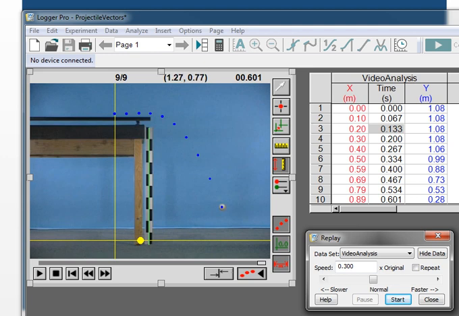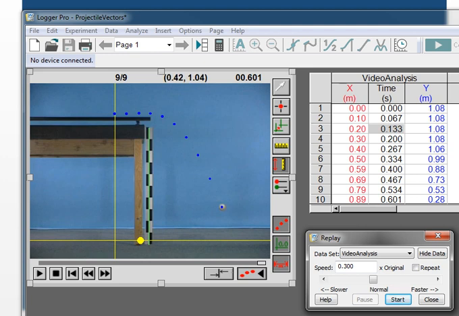So, for example, at time 0, it hadn't moved at all along the x-axis, and it is 1.08 meters off the floor. At the next frame, it has moved 0.1 meters, and it is still 1.08 meters off the ground because it's moving in a straight line, right? It's not moving at an angle yet. When you get down here to the fourth frame, so this first dot here, when it leaves the table, it is at 0.30 meters and it is at 1.08.